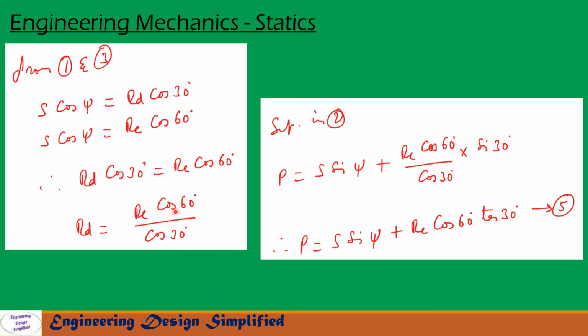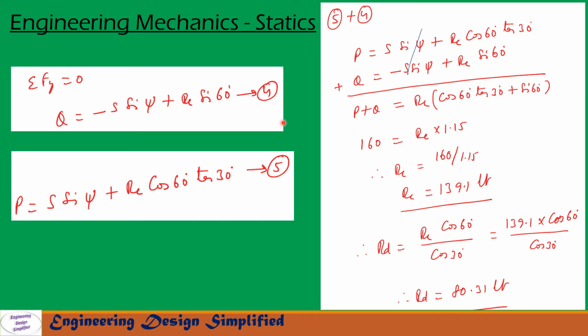Let us substitute this RD value in equation 2. So we get P equal to S sin psi plus RC cos 60 by cos 30 into sin 30. Sin 30 by cos 30, let us write that as tan 30. So we get P equal to S sin psi plus RC cos 60 tan 30. Let us call that equation 5.